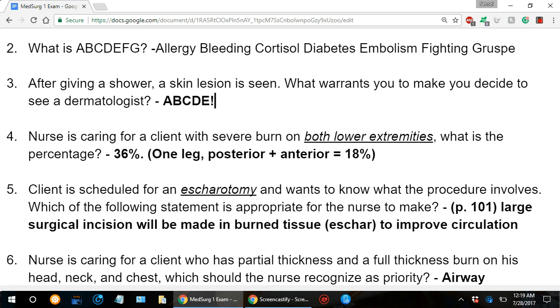Nurse is caring for a client with severe burn on both lower extremities. What is the percentage? One leg posterior plus anterior is 18%. For two legs, that will be 36%.